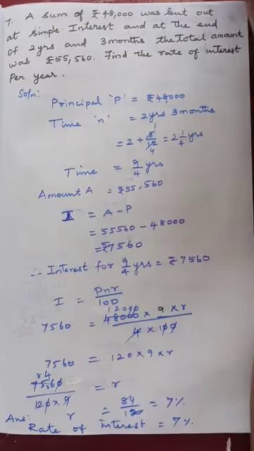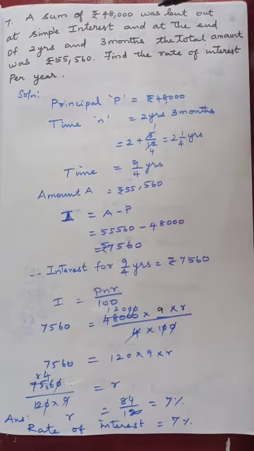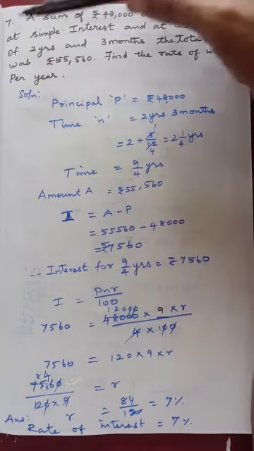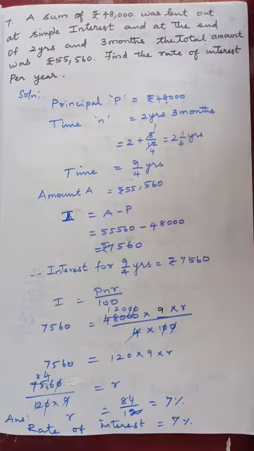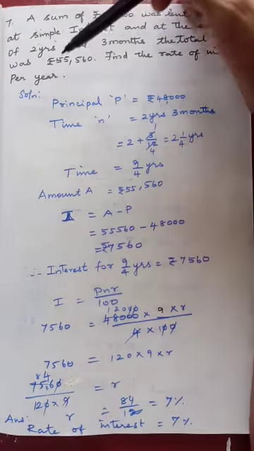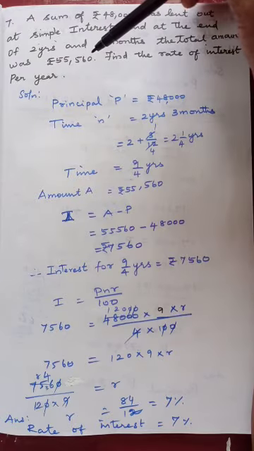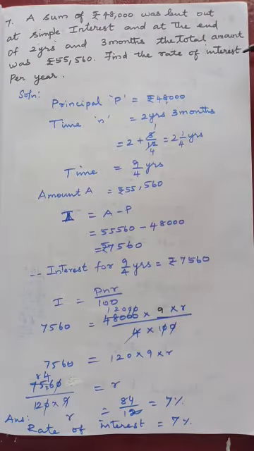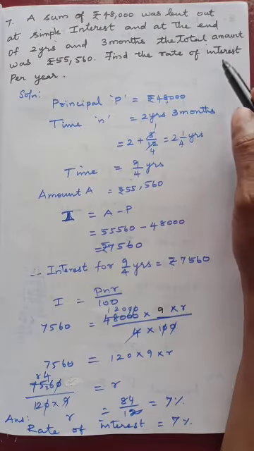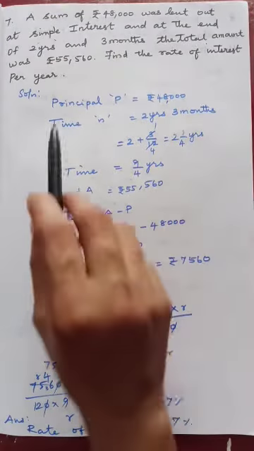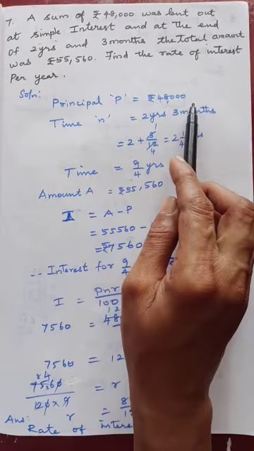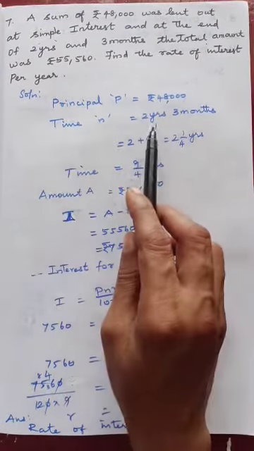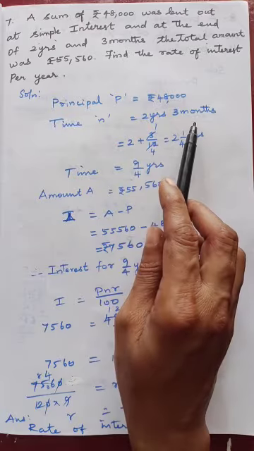Seventh problem. A sum of rupees 48,000 was lent out at simple interest, and at the end of 2 years and 3 months the total amount was rupees 55,560. Find the rate of interest per year. Okay, here you have to find the R. So principal is equal to 48,000 rupees. Then time n is equal to 2 years 3 months.